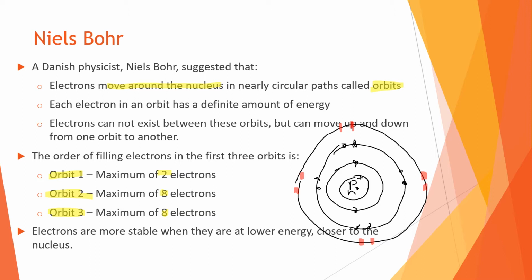Okay, so the first orbit can hold 1, 2. The second can hold 1, 2, 3, 4, 5, 6, 7, 8. And then the third orbit is the same, 8 as well. So each orbit can hold a specific max number of electrons. So it goes 2, 8, 8. Electrons are more stable when they are at lower energy and closer to the nucleus. So the electrons that are closer to the nucleus, guys, don't have as much energy and they're considered to be more stable.